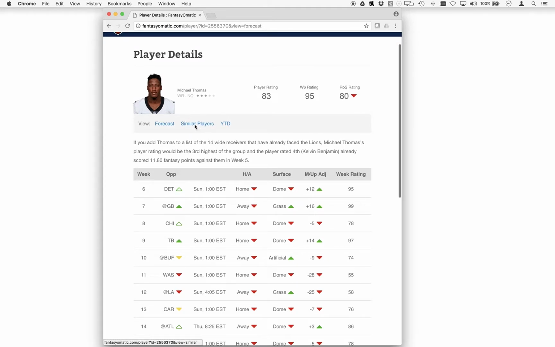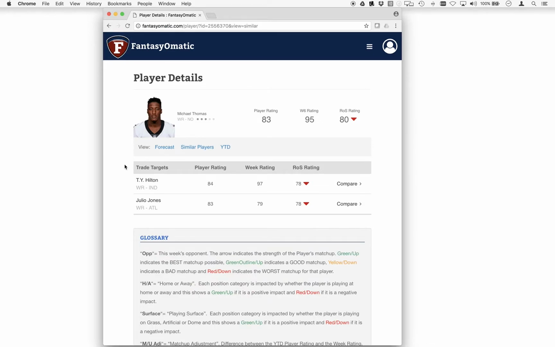The other tabs here, you'll see, for example, similar players, and these are players that the algorithm determines to be at the same level of value as the current player. You might want to look at their value for the week or even the value for the rest of the season. And if you're interested, you can even click over and compare the player that you have selected here as well as whichever player's row that you click on.